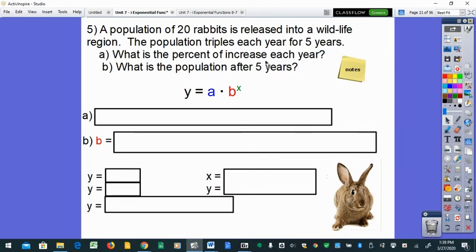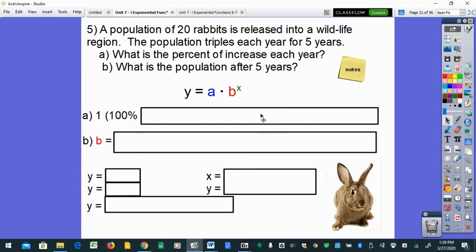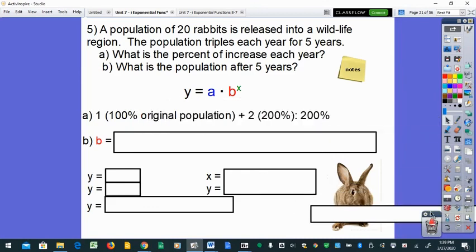I just want to mention that when something triples, what is happening is you have the original population, that would be your 1, that's your 100%, and then you would actually be adding 200%. And if you take the original 100 plus the additional 200, there's your 300% or your tripling. So what is your percent of increase? It's actually a 200% increase when something triples.